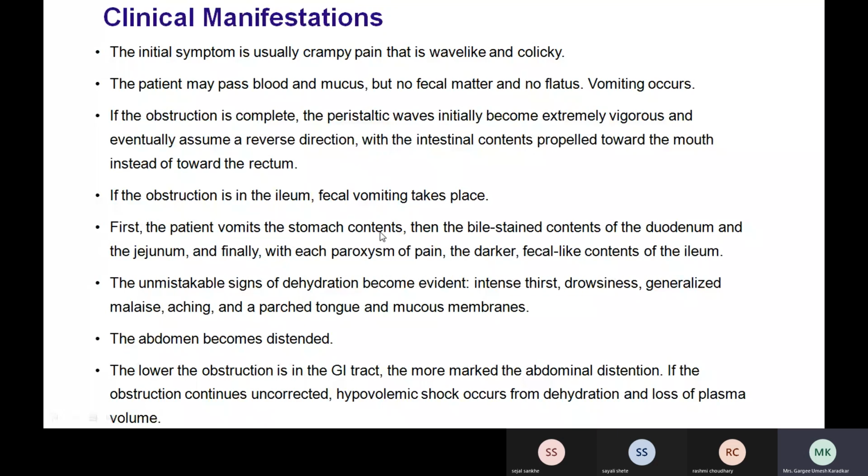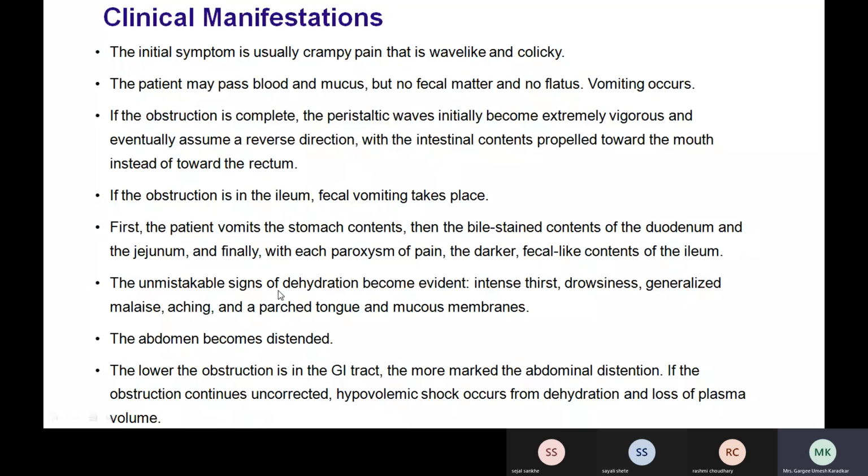First the patient vomits the stomach contents, then the bile-stained contents of the duodenum and the jejunum, and finally, with each paroxysm of pain, the darker fecal-like contents of the ileum are vomited by the patient.